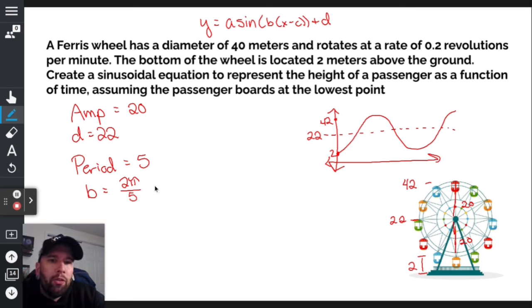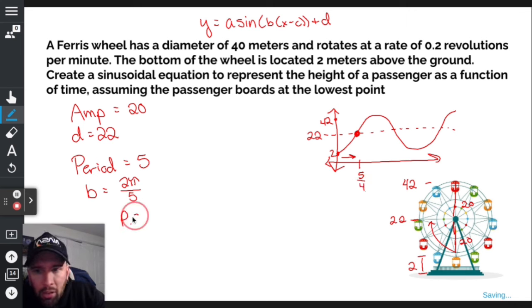The trickiest part about all of this is the phase shift. Because if I start at the very bottom, sine or cosine doesn't start at the very bottom of anything. Sine is supposed to start here, which means I have to go right a certain amount of time. This whole thing has a period of 5. Me going from the bottom to the middle is going to be 1/4 of a turn, which means 1/4 of 5. So this is going to be 5/4, which means my phase shift is plus 5/4.